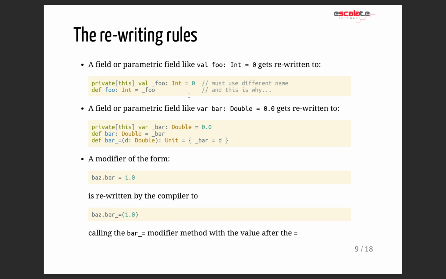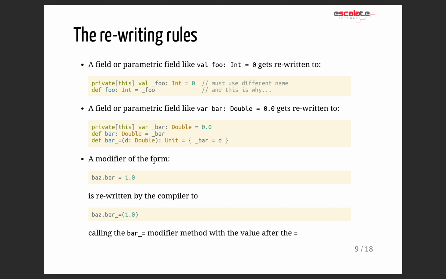When we parameterize a field like val foo: Int = 0, Scala will create a private field, private val _foo: Int = 0, and def foo: Int = _foo, which returns the field, right? And for a field or parameter like var bar: Double, it will be rewritten as private var _bar: Double = 0.0, and def bar: Double = _bar. In the same way, it will create def bar_=(d: Double): Unit = _bar = d.